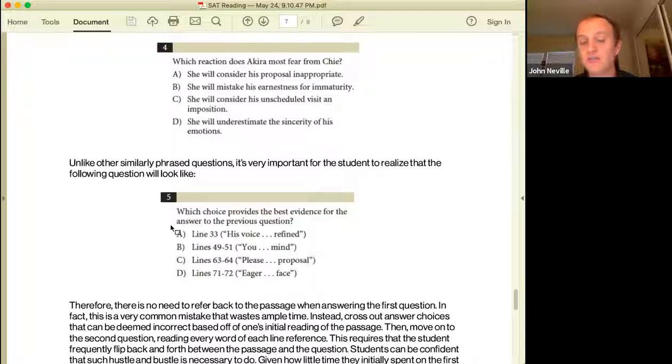How is a student going to have the time to do that? Well, the first question in the pair was moved through very quickly. Obviously, you didn't get a right answer. You got it down to 2, but you moved through it very quickly. So you're going to take that extra time and apply it towards reading every word of all 4 line references in the second question.